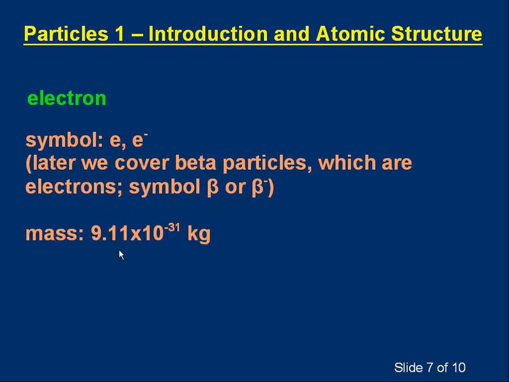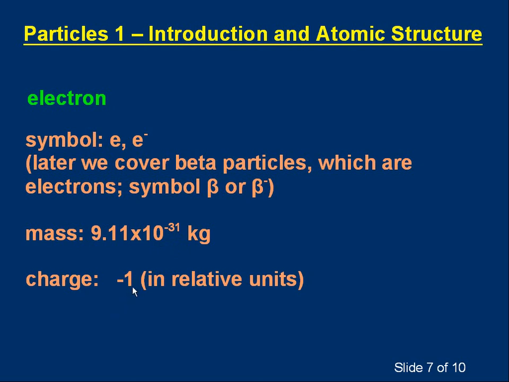The mass of an electron is rather small. It's 9.11 times 10 to the power minus 31 kilograms. Do you remember protons and neutrons were something minus 27? So this is quite a lot smaller than the mass of a proton or neutron. Worth remembering, mass of electron, something 10 to the minus 31.